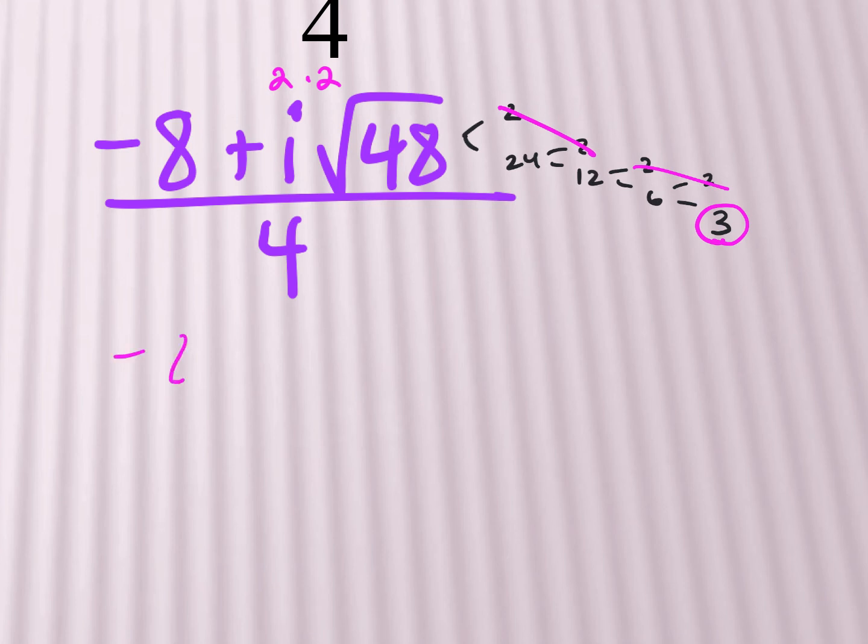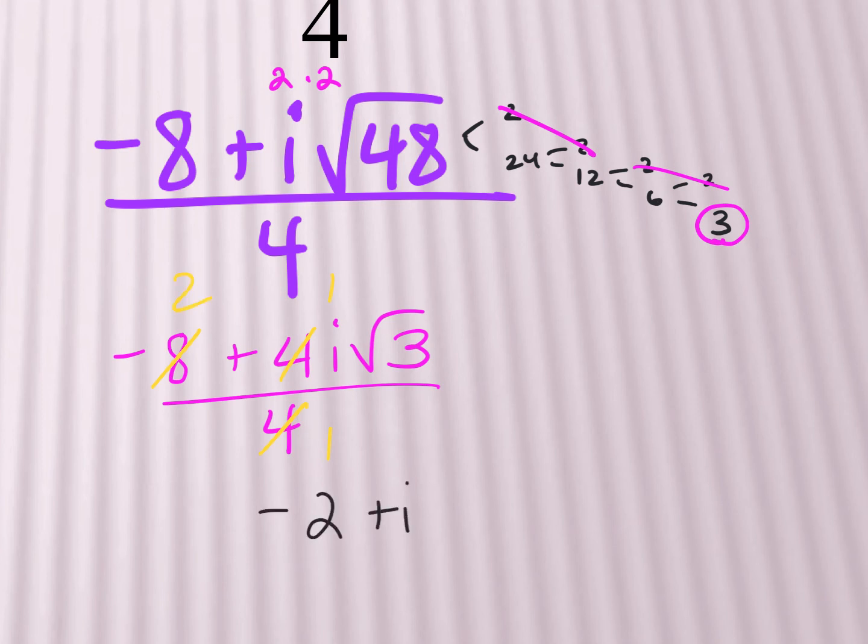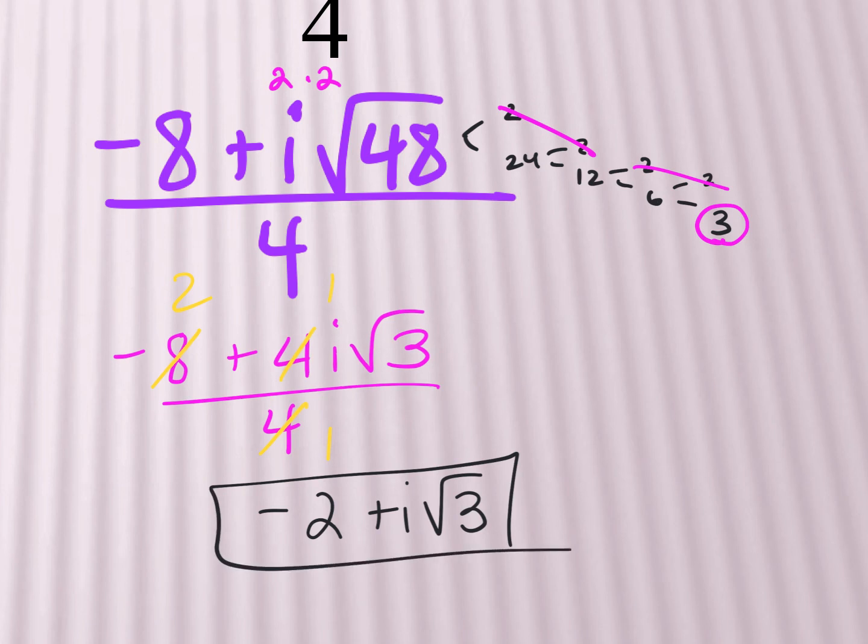So now I have negative 8 plus 4I square root 3 over 4. Now I can simplify because they are all divisible by the same thing. So 4 goes into itself once, into 4 once, and into 8 twice. And I get negative 2 plus I root 3. If the same number goes into all of it, then you can reduce it. But I can't do this. No, you cannot do that.